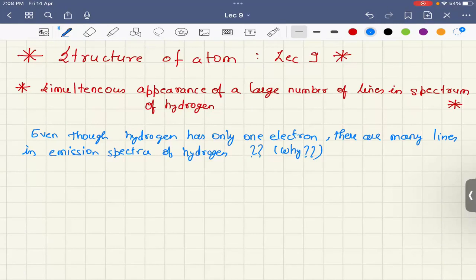gas contains a large number of atoms, and when energy is supplied by passing electric discharge, the electrons in the different hydrogen atoms absorb different amounts of energy, right? Therefore, these are raised to different energy level states. For example, the electrons in some atoms may jump to second energy level, while in others, they may be raised to third or fourth or any n energy levels, right? Now the excited electrons come back from these higher energy levels, right?